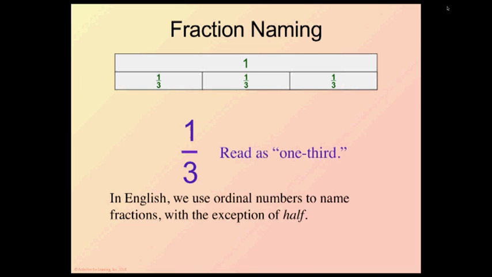Now, in English, we use the ordinal numbers to name the fractions, with the exception of one half. When we come to the fourths, because we do one half, we do one third, one fourth, one fifth, one sixth, one seventh. When we get to fourths, a lot of times people will use quarter. Of course, that's accurate, but in math time, we want to use one fourth so that we've got that pattern.